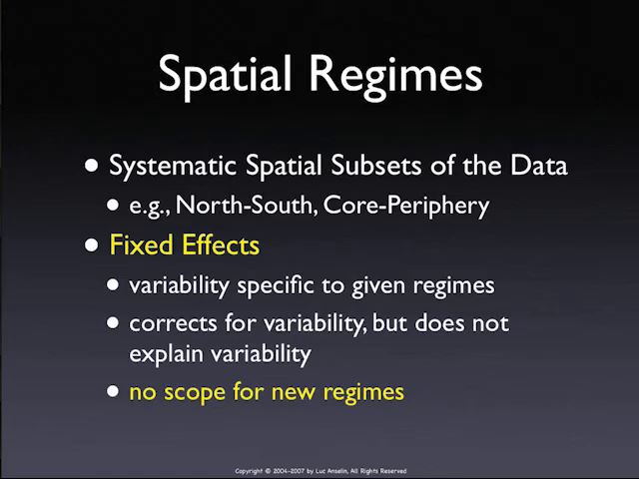So the fixed effects are really a fix to the structural change, but they do not explain it. The other thing about fixed effects is that there's no scope for new regimes. If you have a model for the north and the south, and now you want a model for the west, you have to start all over. You cannot get a prediction, for example, a predicted value for the west. If you have a dummy variable in a model for the south and non-south, and you want the west, there's no dummy variable for that, so you're stuck.